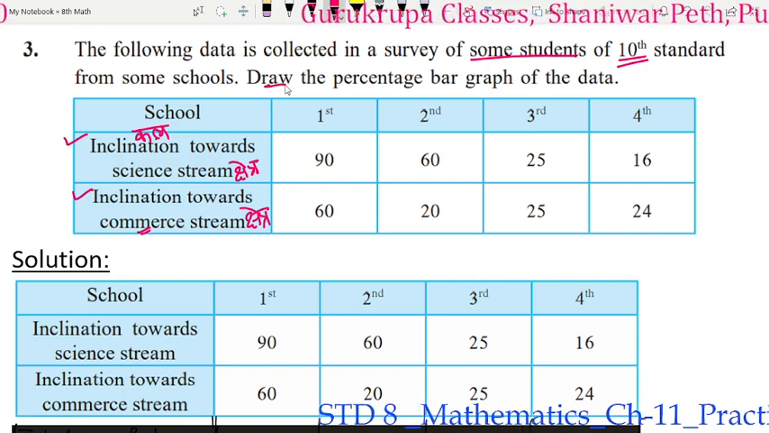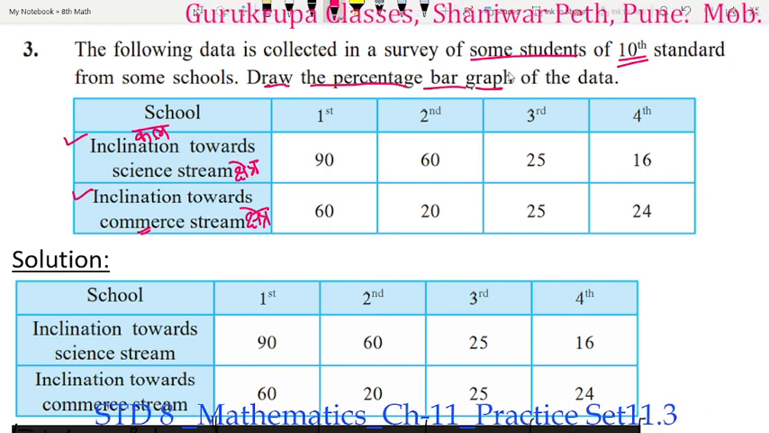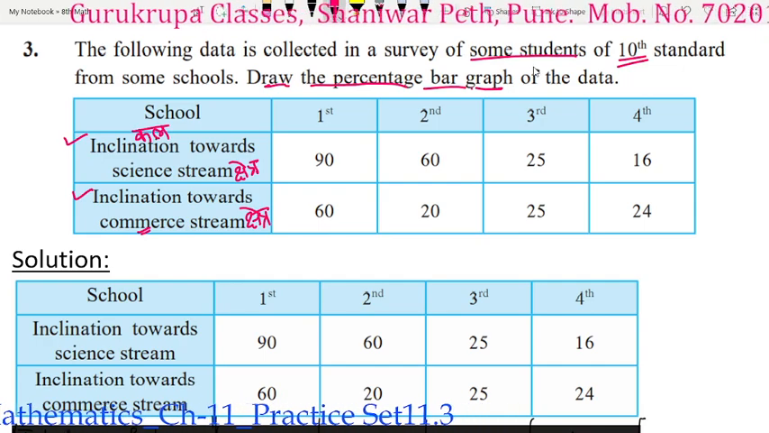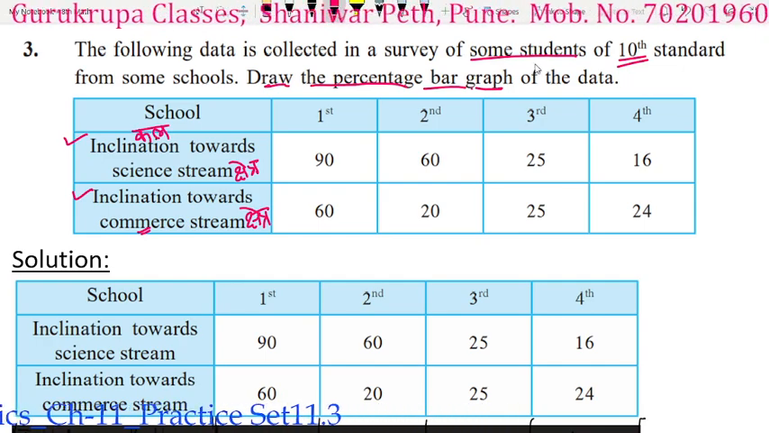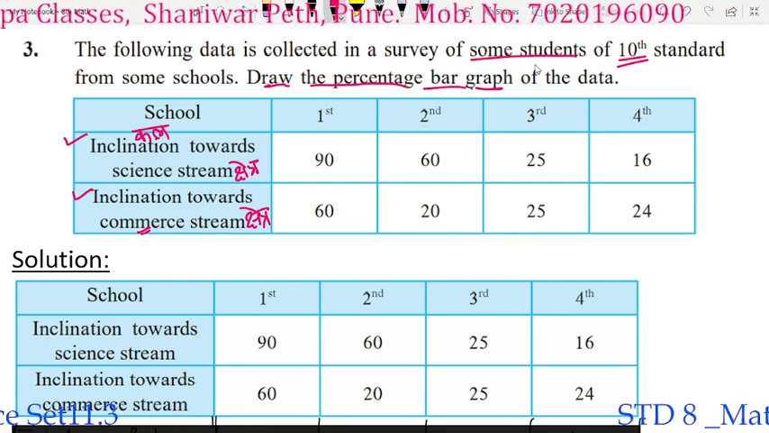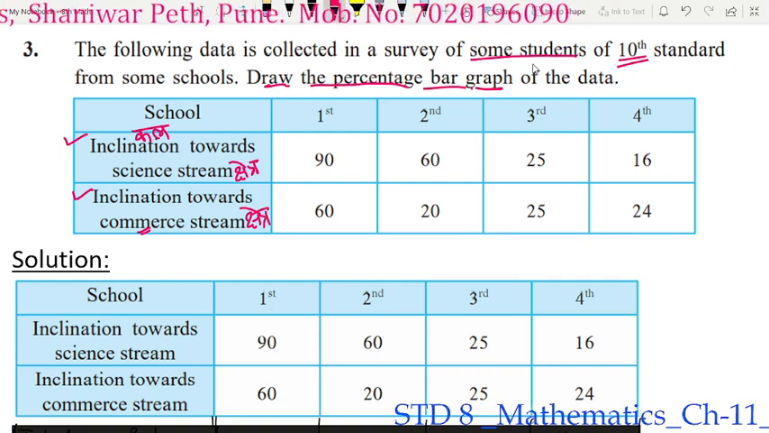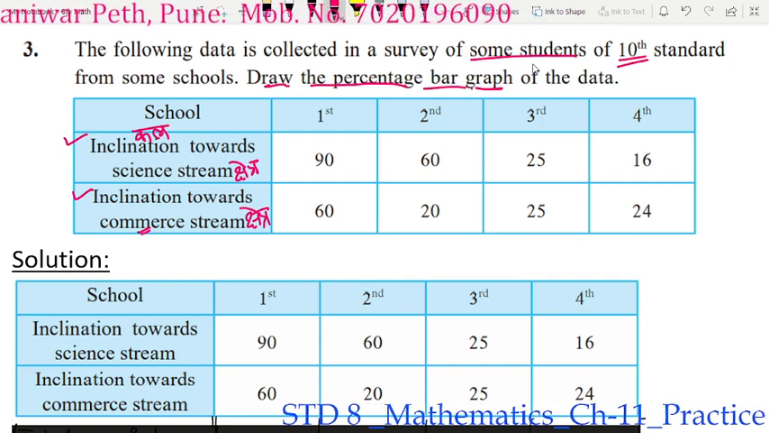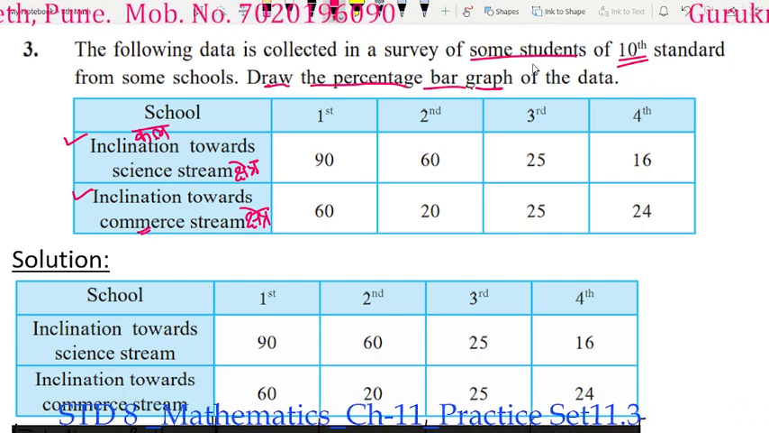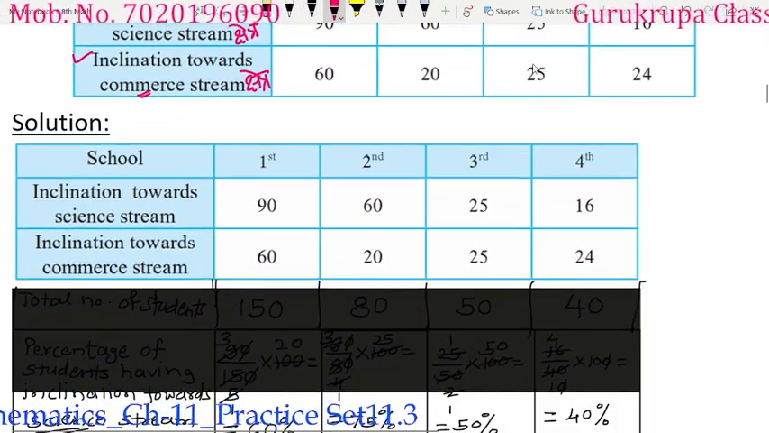Information is given to us. Then it says, draw the percentage bar graph of the data. So first of all we have to make the total number of students. Because our ratio, note this, is the number of students upon the total number of students. We first find that ratio and then multiply by 100. So for that ratio, we have to find the total number of students in school first, second, third, and fourth, which has decided which stream they are going to take. So here we just take the total number of students.